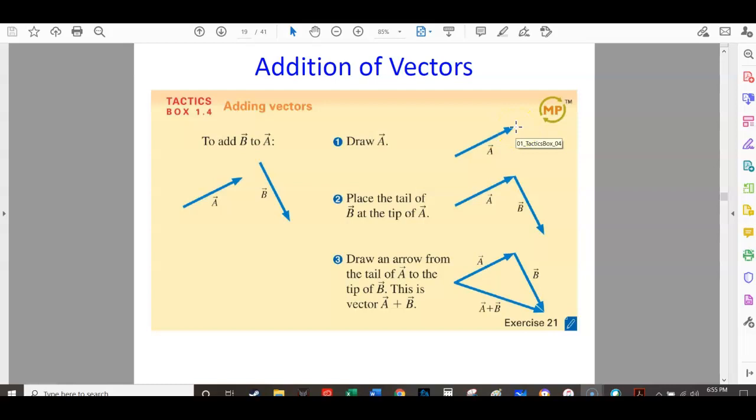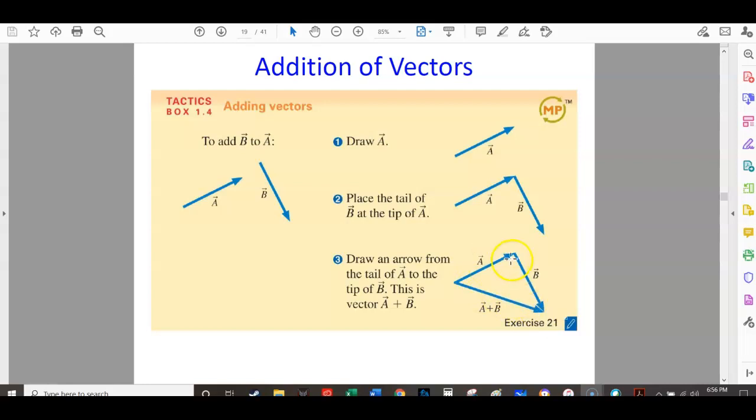Well, let's review real quick what vector addition is. If you have a positive a vector pointed up and to the right, and you have a positive b vector pointing down and to the right, and you add those two up, that means you're going to be matching the tail of b to the head of a. Then the resultant vector is the addition of those two vectors.